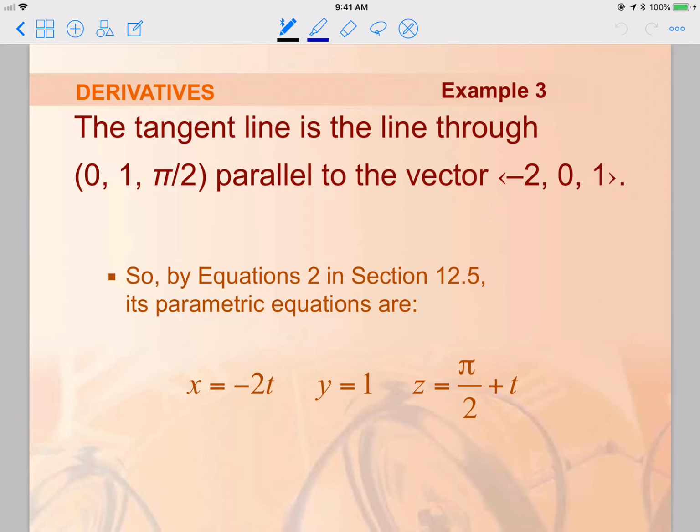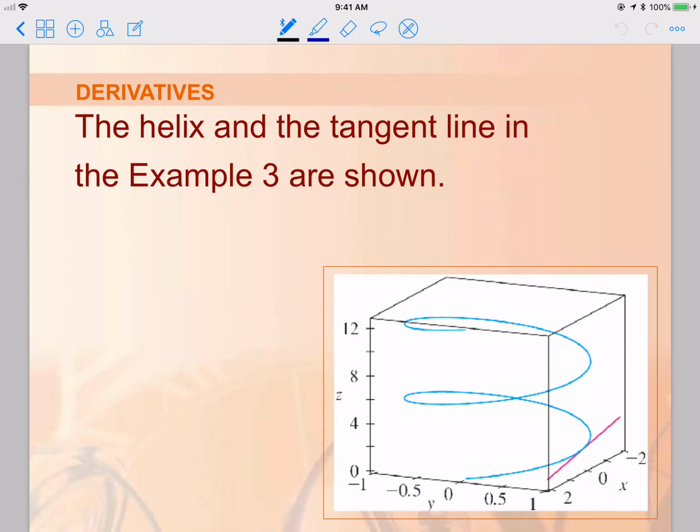Okay, so it looks like we've got some answers here. Here we go. And the sketch wasn't that bad, just by using the fact that in the xy coordinate we'll have an ellipse and z is increasing.